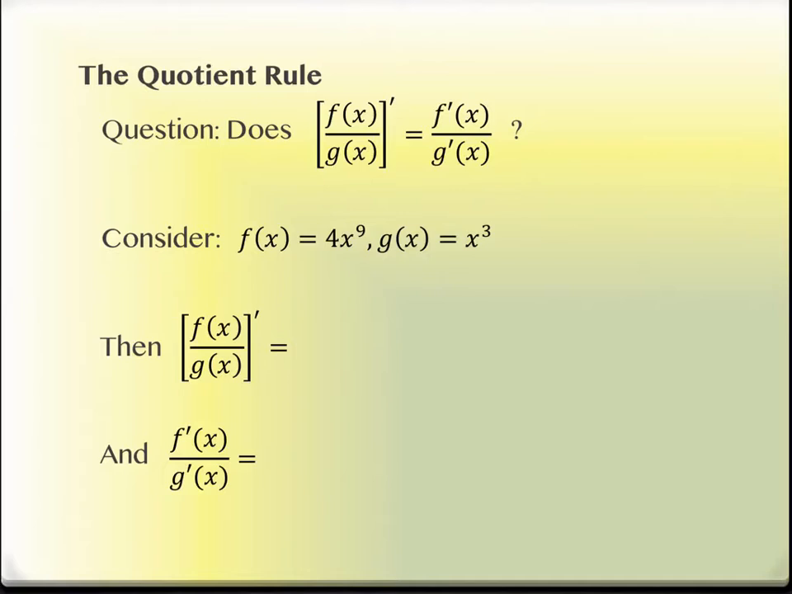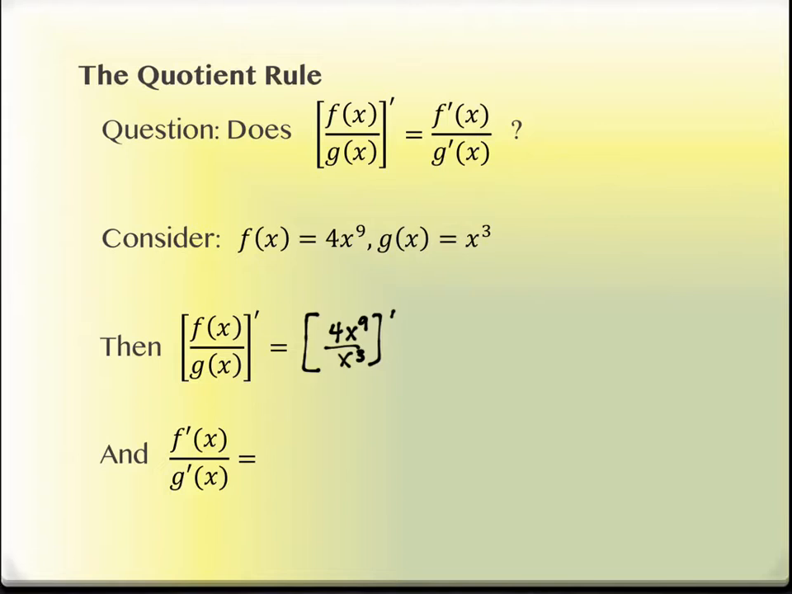Man, it would be really nice if I could just take the derivative of the top, the derivative of the bottom, and then make that happen. It would be really nice. So we're going to use that same 4x to the 9th and x cubed that we did before and explore that possibility. So if I did 4x to the 9th over x cubed, I can actually simplify it.